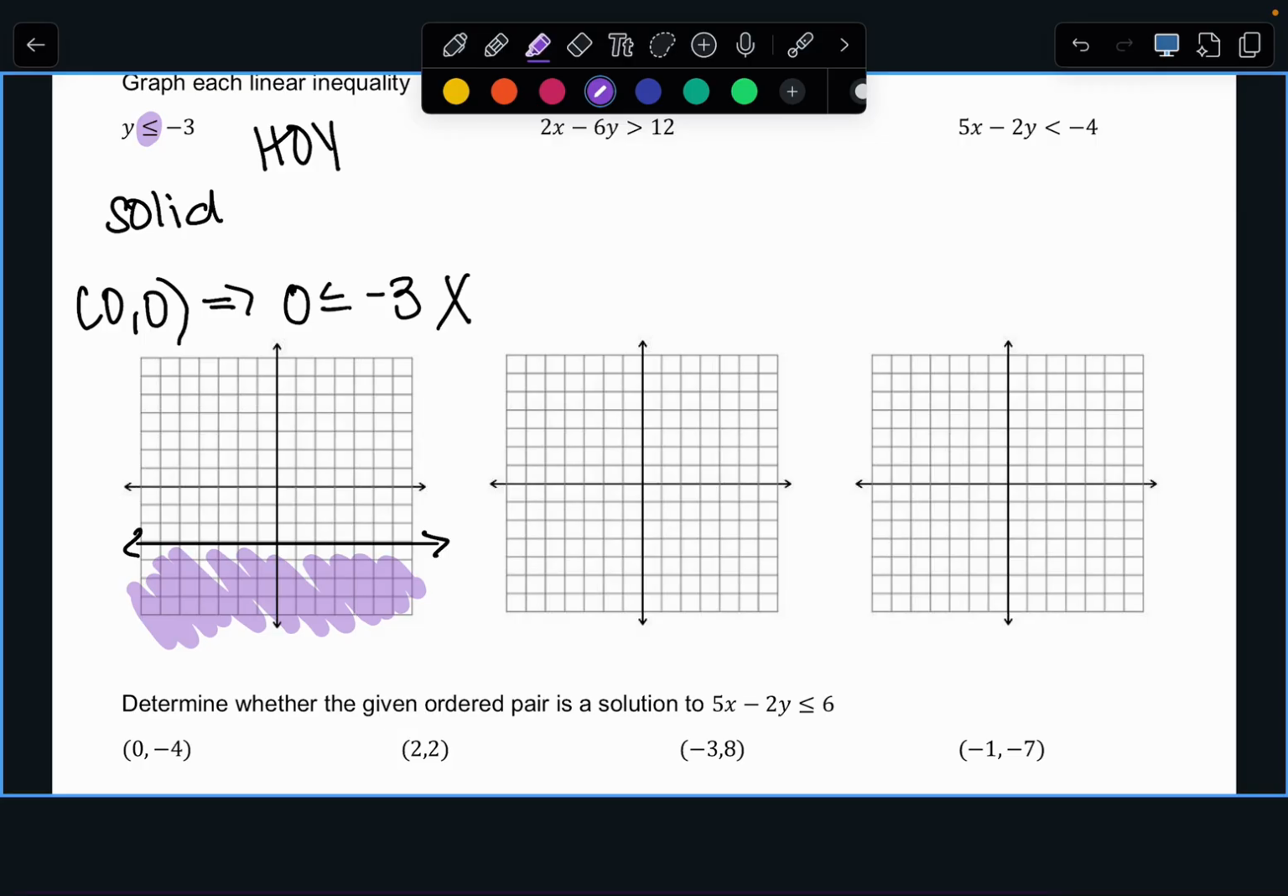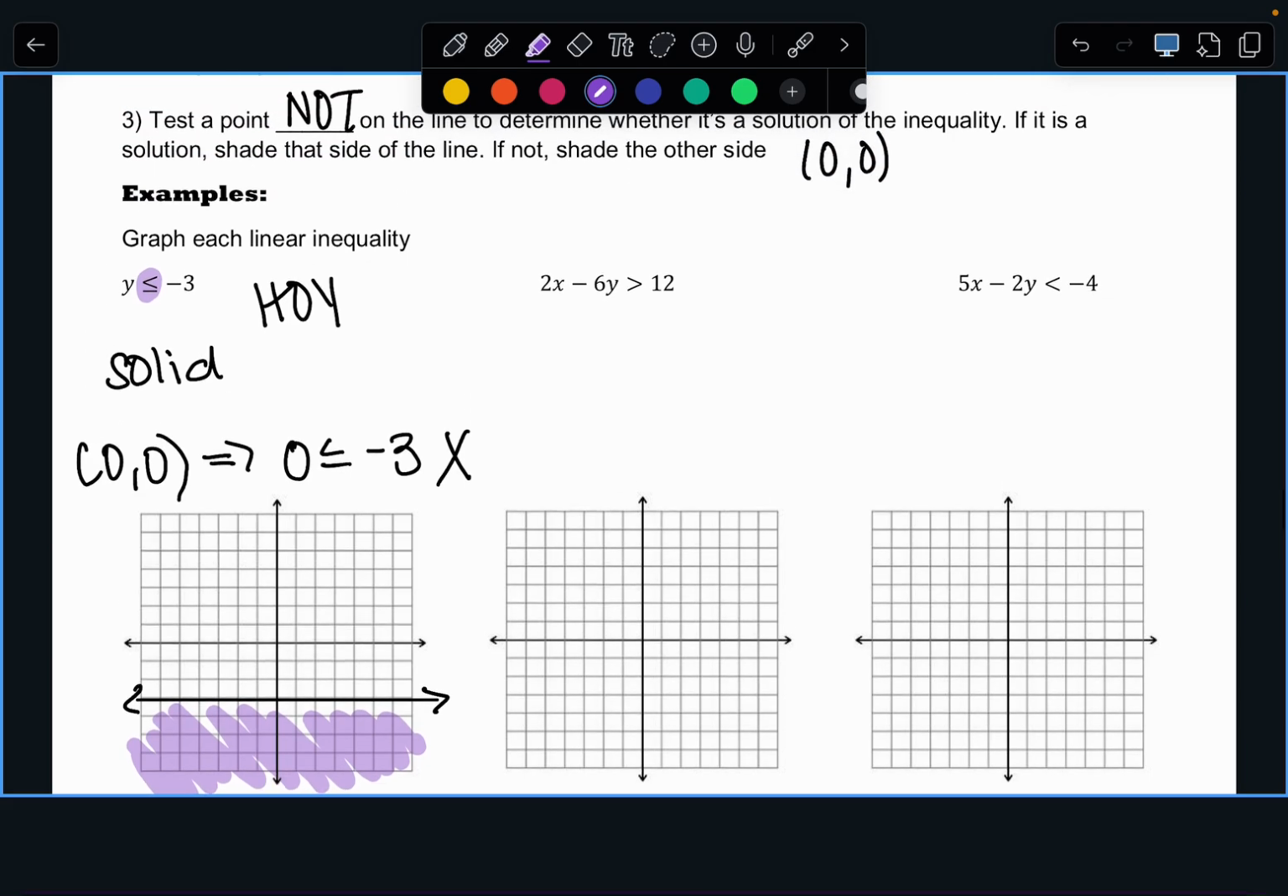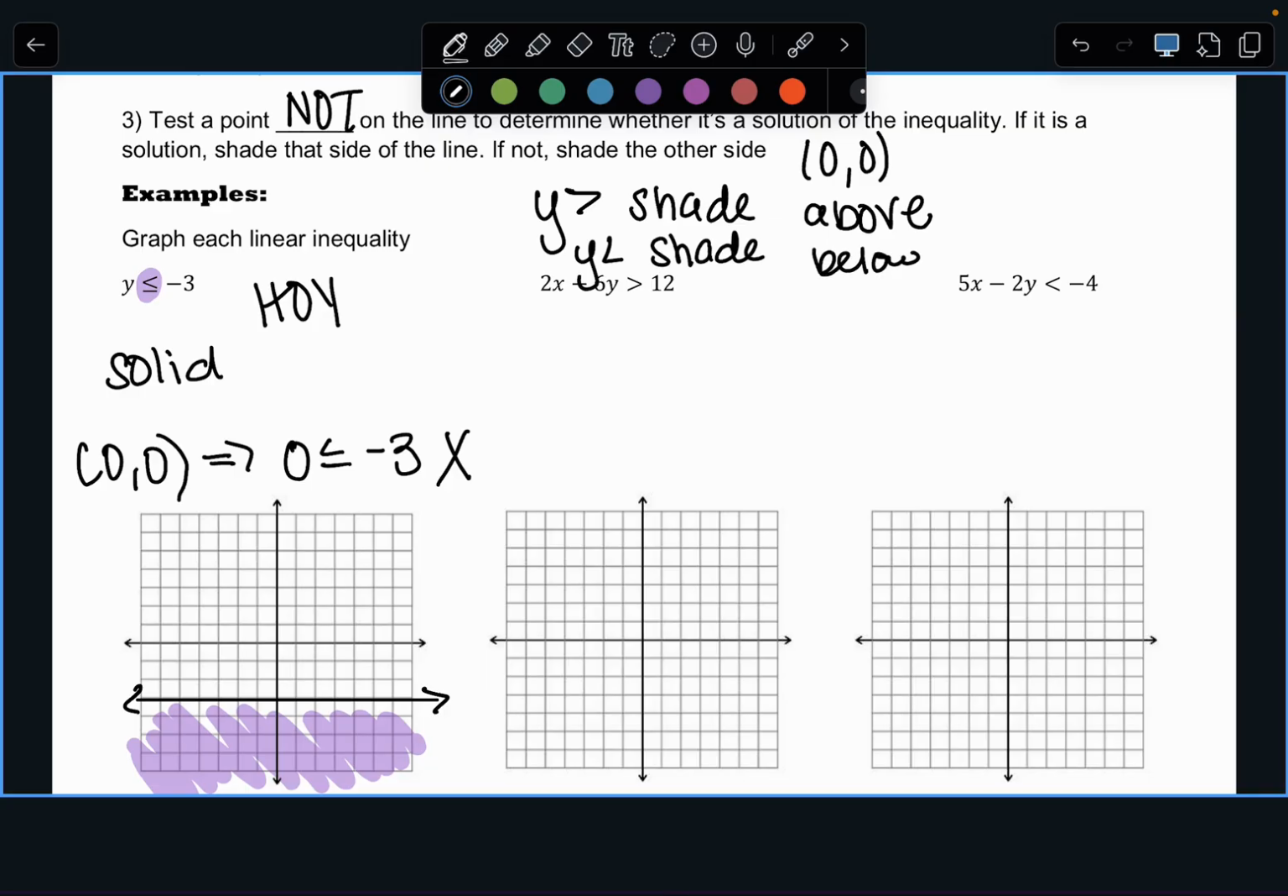Okay, here's the trick. Instead of plugging in points, if you have your line in slope-intercept form and it's y greater than something with x plus a number, you're going to shade above the line that you drew. Makes sense. Y is greater than, so we shade above. If y is less than, we shade below the line that we drew. That will work every time. But we do that because technically we are testing these points and knowing that they don't work. But everything else does.